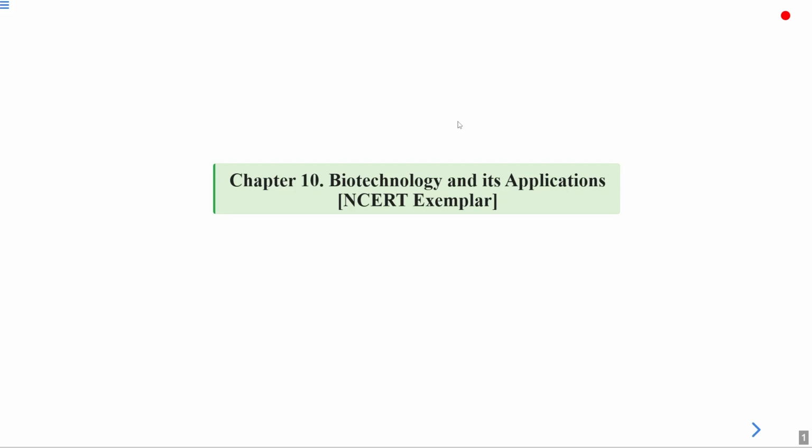Hello everyone. Today we are going to start chapter number 10, Biotechnology and its application, NCERT exemplar questions.